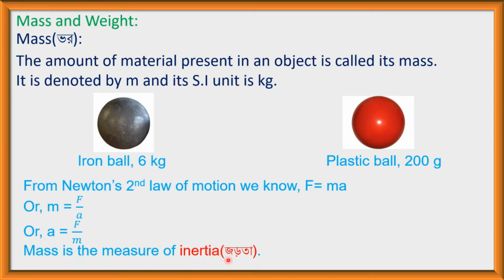This property of the material or body is the inertia, and for heavy body inertia is more and for lighter body inertia is less. Therefore, mass is the measure of inertia. If you want to change the velocity of a body, the heavier body resists it more than the lighter body.